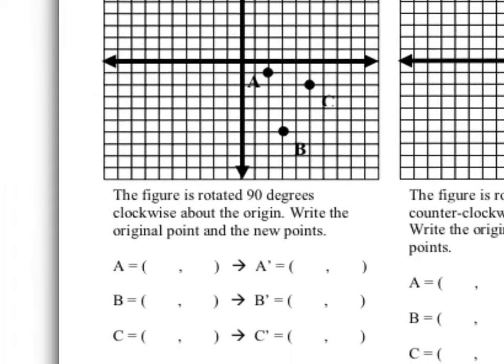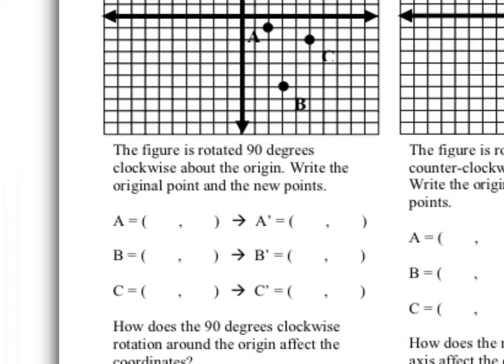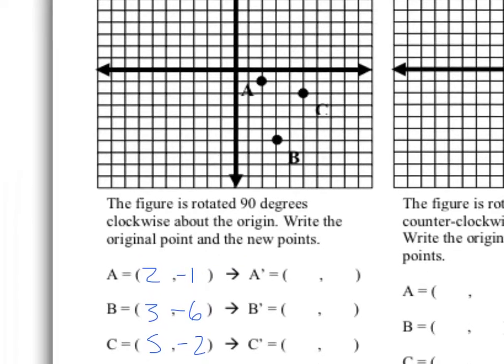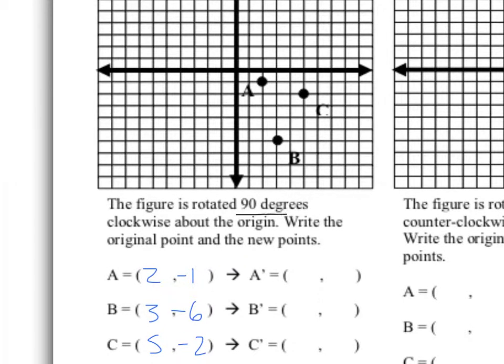So instead of immediately going ahead and visualizing where it is, I'm going to write down my original points so I can use that here in a second. My A is 2, 1, my B is 3, negative 6, and my C is 5, negative 2. And what I'm going to do is physically rotate. Now this asks me to rotate 90 degrees clockwise.